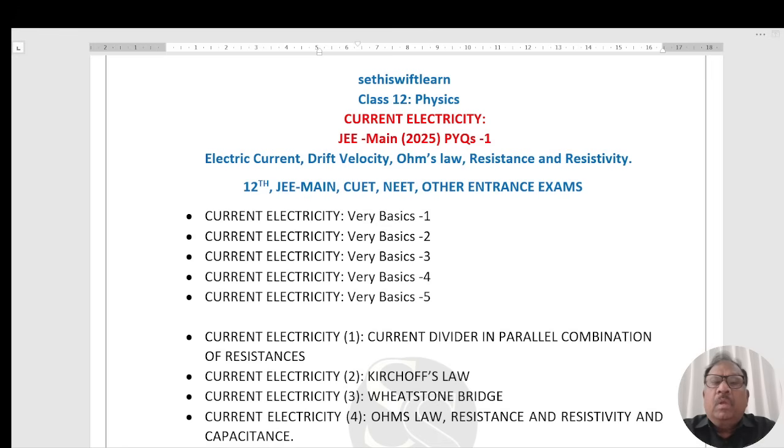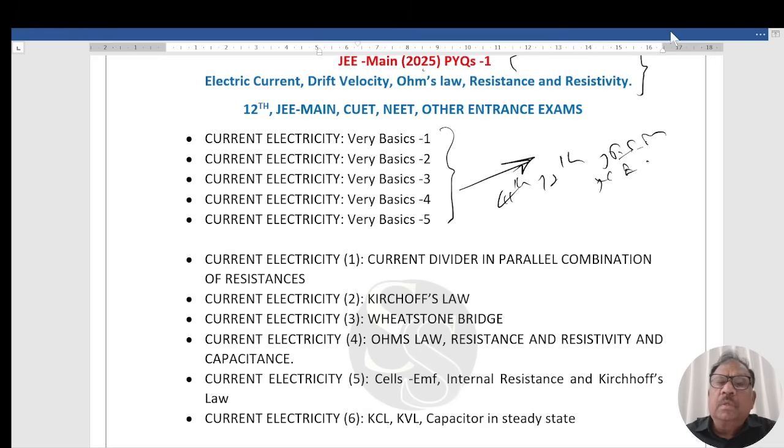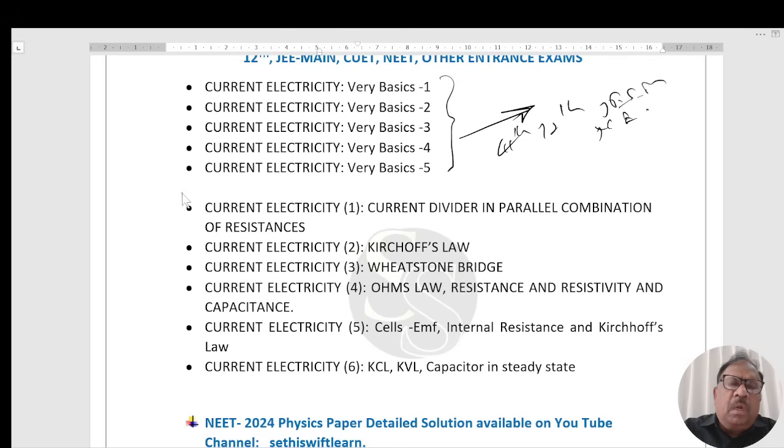Hello students, in today's session of current electricity, further concepts on this topic will be cleared through illustrations taken from JEE Main 2025. In earlier sessions we have gone through all the very basics, which are going to be very useful for all the concerned, that is, those who are preparing for 11th standard, 12th standard, JEE Main, NEET and other entrance examinations. These are also very important.